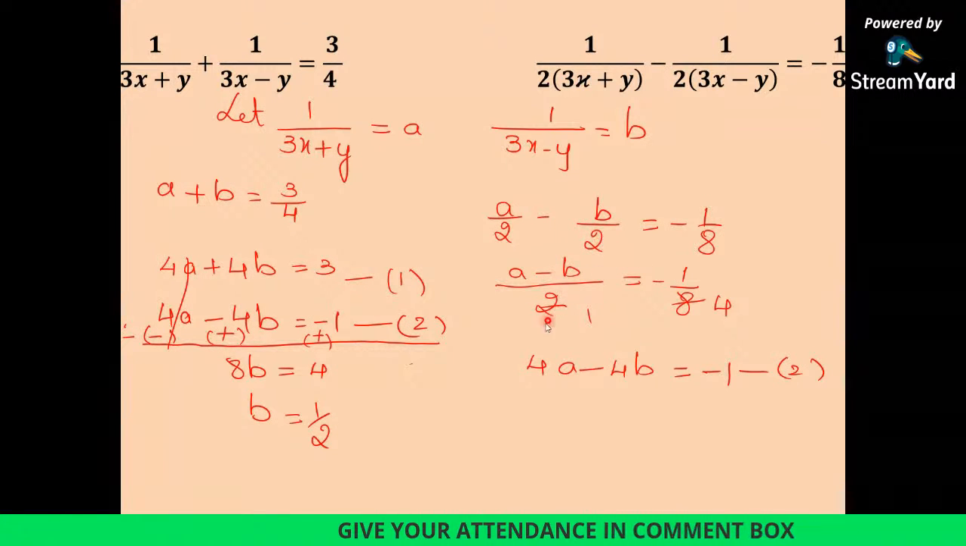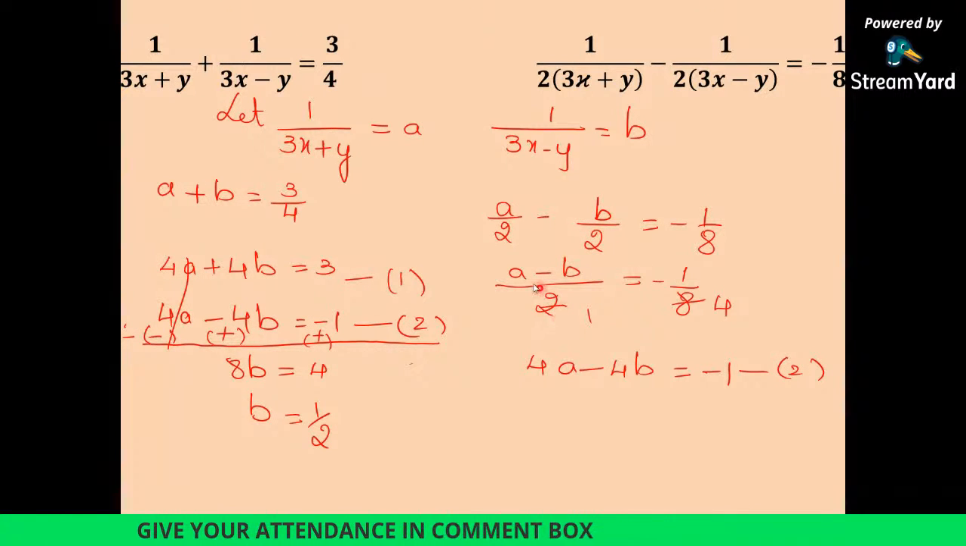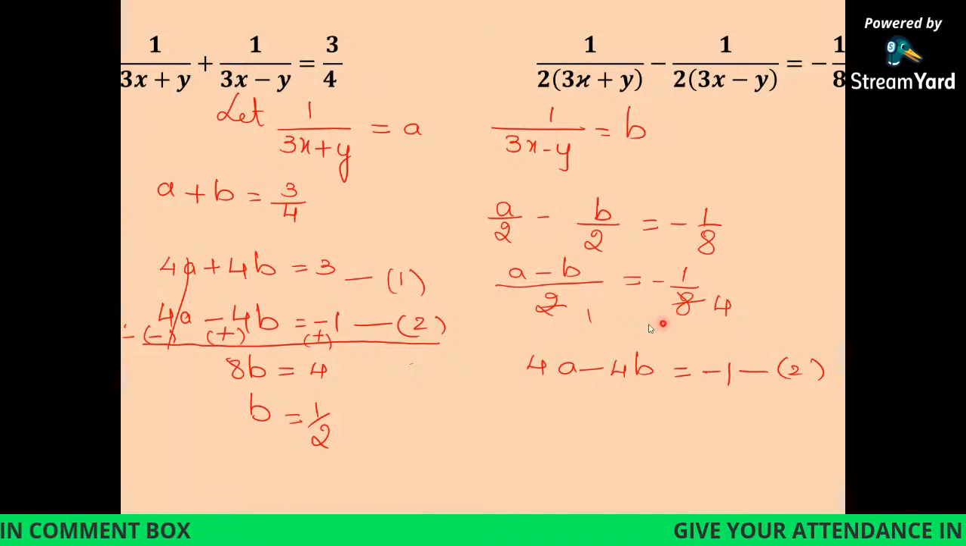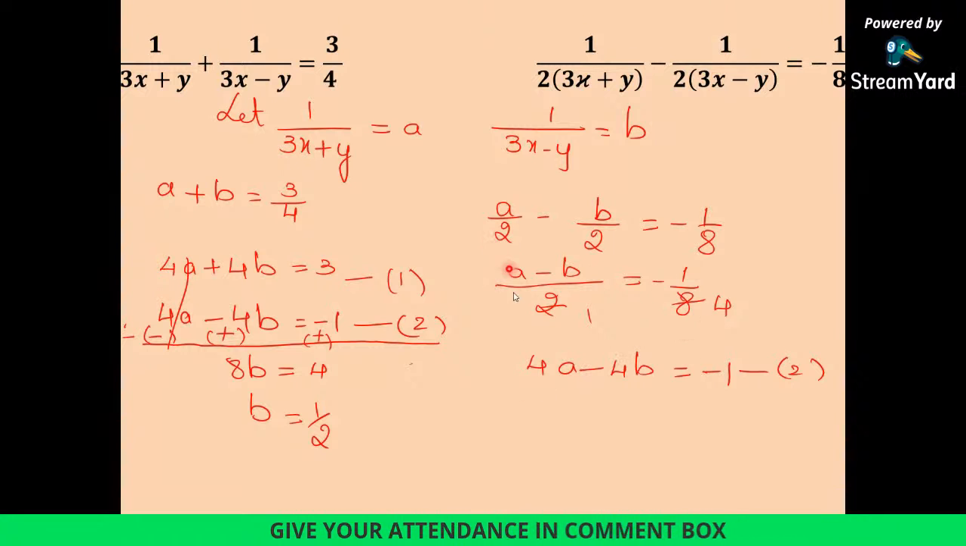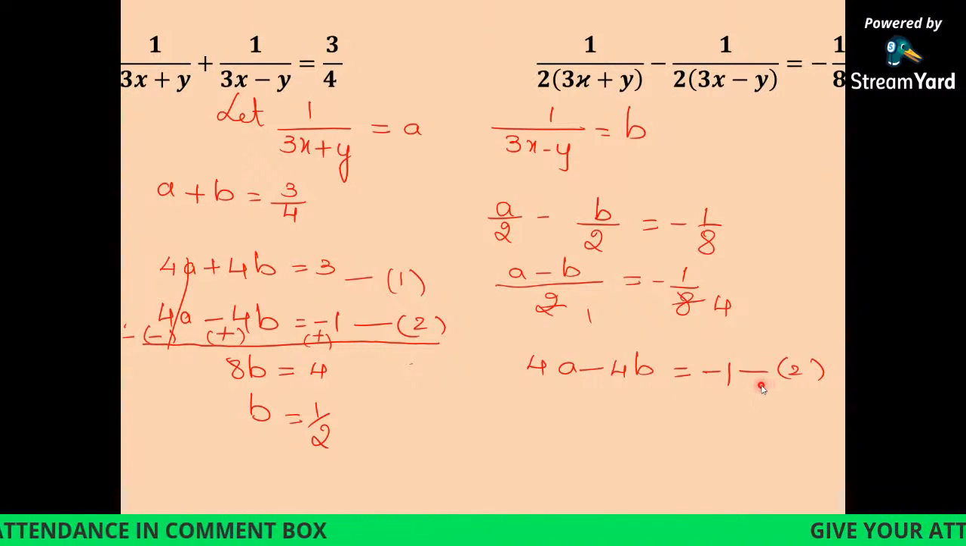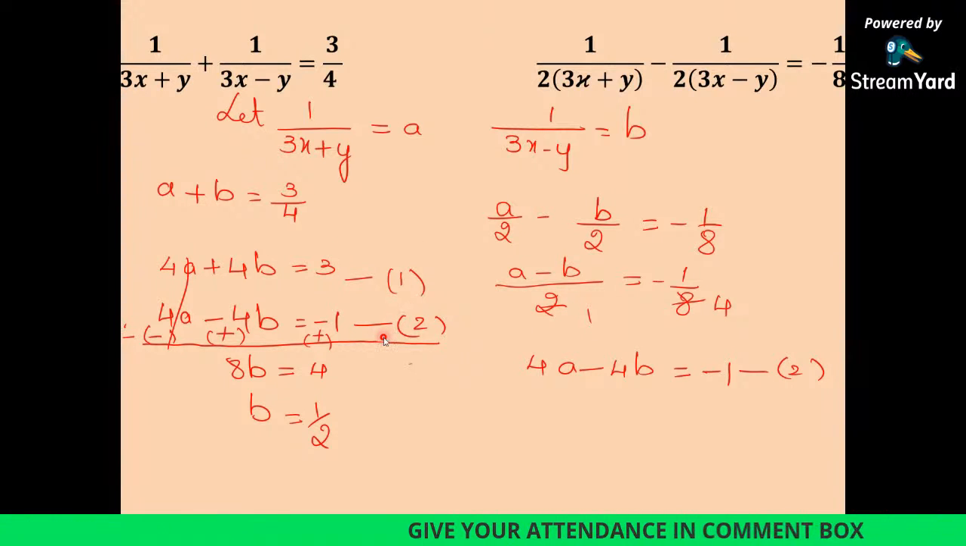In the second part, we have to do an LCM section. (a minus b) divided by 2 is equal to minus 1 by 8. 2 ones are 2, 4s will get cancelled. Again doing cross multiplication, you get the equation 4a minus 4b is equal to minus 1. This is our equation 1 and equation 2.